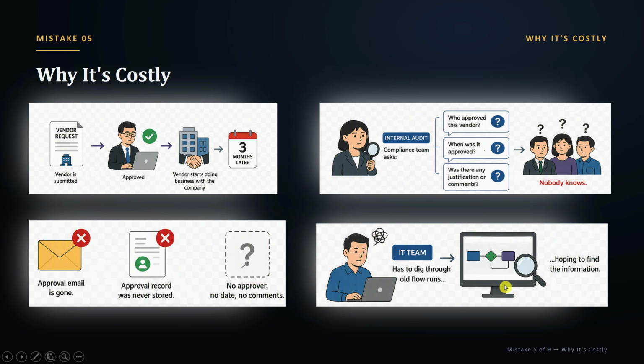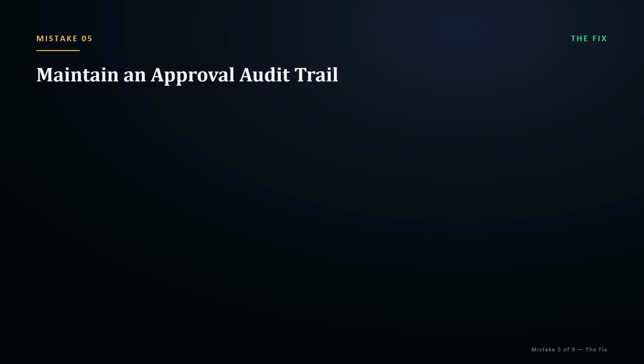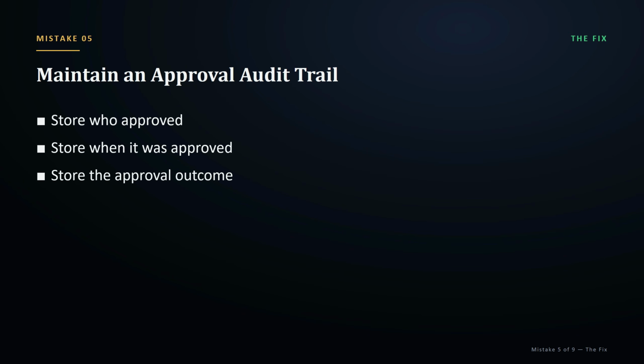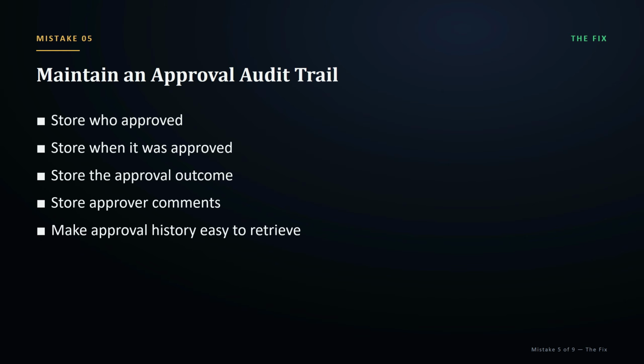So what should have taken a few seconds turned into hours of investigation. So the fix is, every approval should leave an audit trail. Store important details like who approved the request, when it was approved, the approval outcomes, and any comments provided by the approver. That information should be easy to retrieve without opening Power Automate. The rule of thumb is, if it is not recorded, it didn't happen.